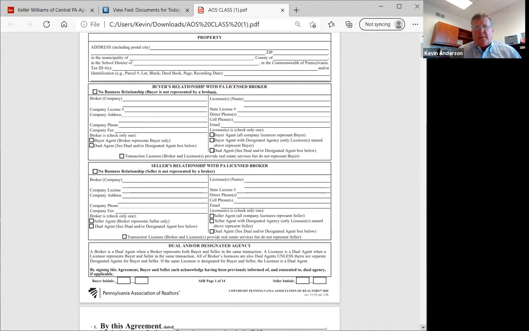Now, what happens if we represent the buyer, but the seller, for whatever reason, is unrepresented? Maybe it's a for sale by owner, and they said, okay, we'll entertain your offer. Then you would need to check that there is no business relationship. Seller is not represented by a broker. Once in a while, you may become a transaction licensee where you're providing services. However, there's not the same fiduciary relationship as if you had a buyer agency agreement or a listing agency, exclusive right to sell agreement with that seller.